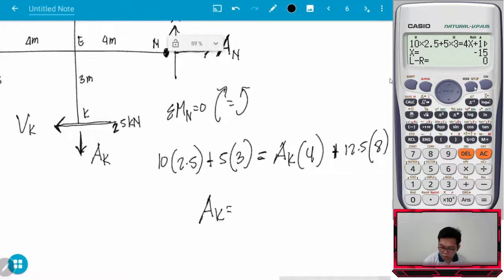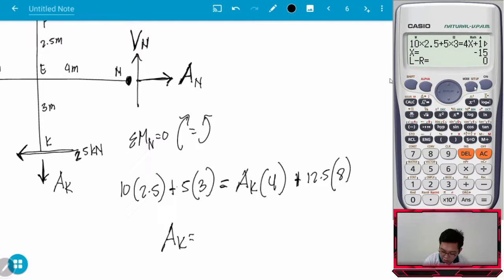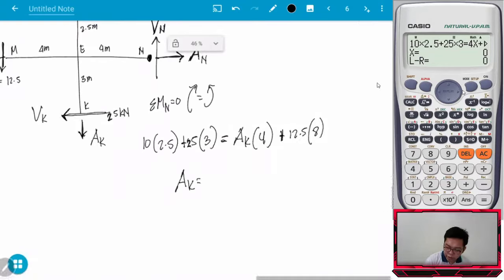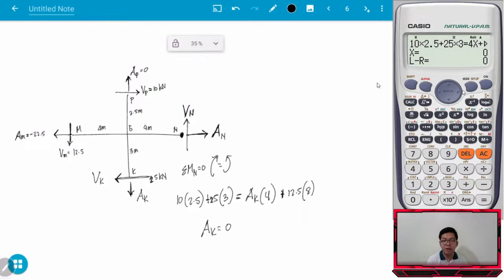Ito. So, if VK is 25, so this is actually 25 yan, no? Tama? 25 times 3. Clockwise. Okay. So, palitan natin to ng 25. Ito. So, again, shift solve natin. Yeah. So, AK is actually now equal to 0. Okay? So, ang napakataas ng dinaanan natin, 0 lang pala.